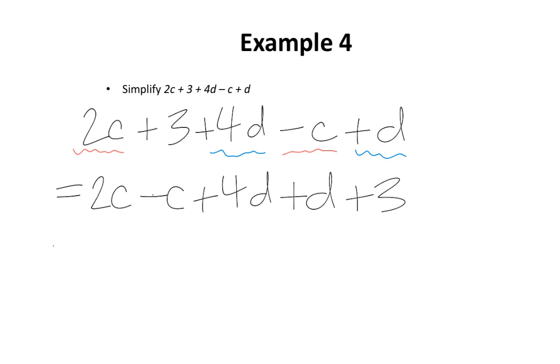We're going to collect our like terms. 2c minus c is c. Remember, you do not write the coefficient of 1 in. Positive 4d plus d is positive 5d, and the plus 3 stays the same. And we cannot simplify this any further because these are all unlike terms, since they all have different variables.